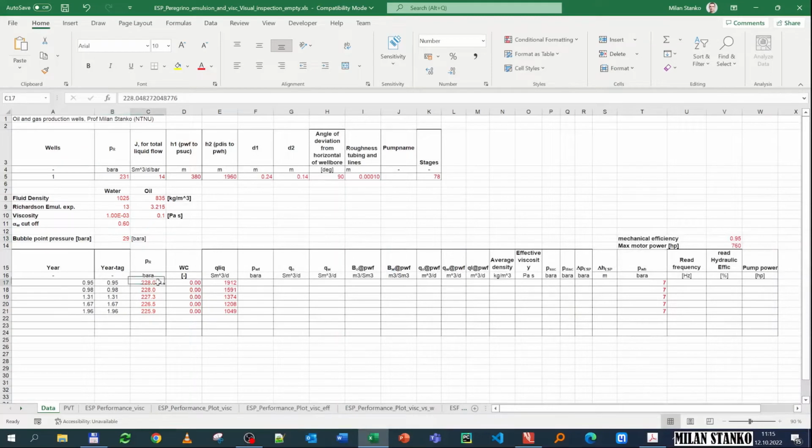So here we have reservoir pressure, water cut, and then Q liquid. And then let's calculate now the Q oil. That will be simply the Q liquid times 1 minus the water cut. Okay, so it's exactly the same because I have no water. The Q of water will be the Q of liquid minus the Q oil.